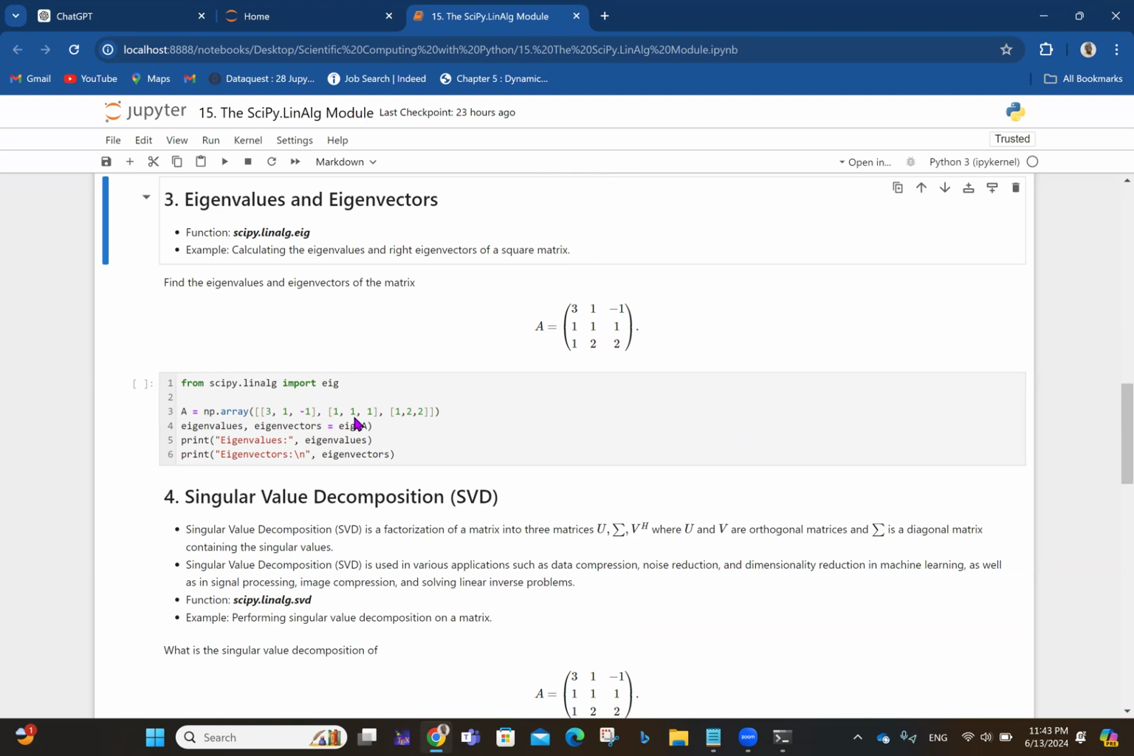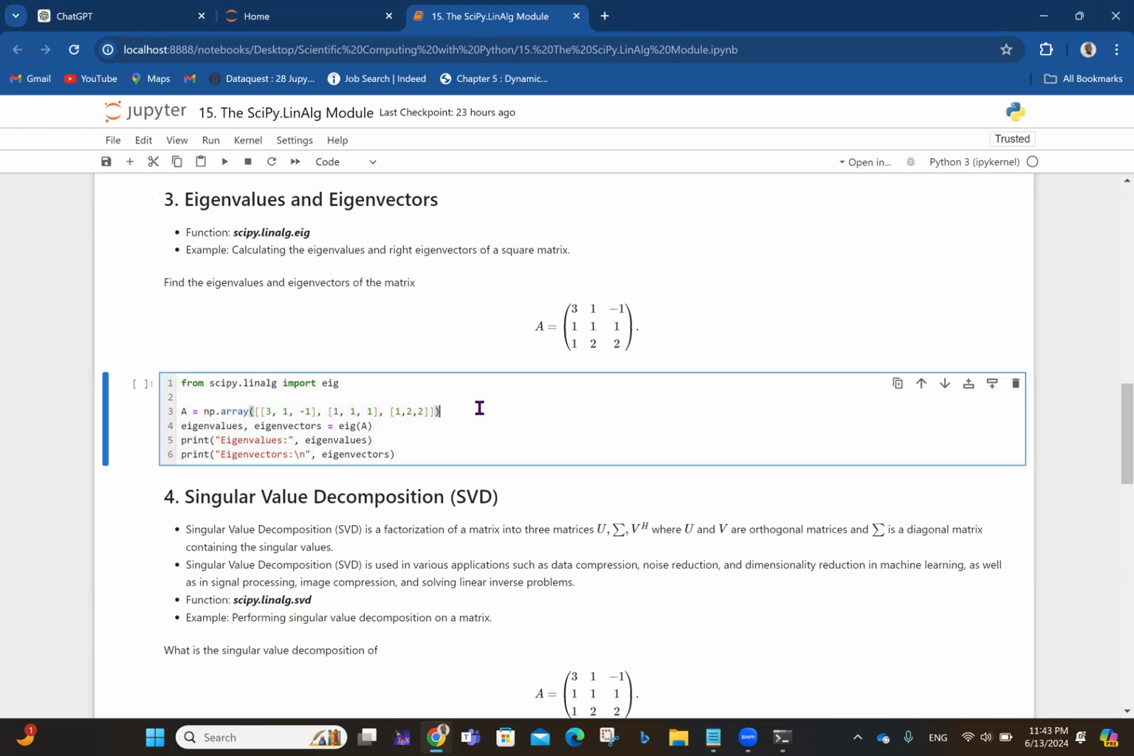When you talk about vibrations and things like that, eigenvalues and eigenvectors have a role to play in all of that. And the function you use here is the eig function in the linalg module, of course, in the SciPy library. So the example is calculating the eigenvalues and the right eigenvectors of a square matrix. Again, the same matrix, I say find the eigenvalues and eigenvectors of the matrix.